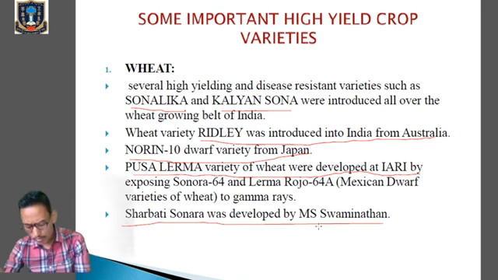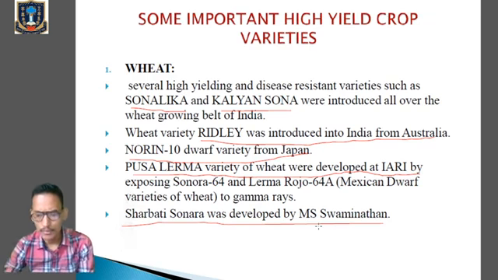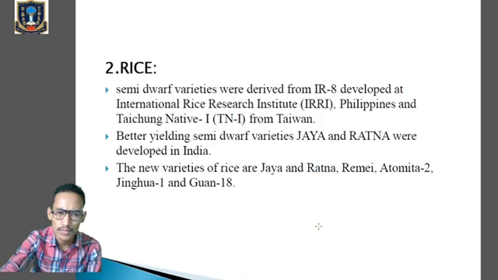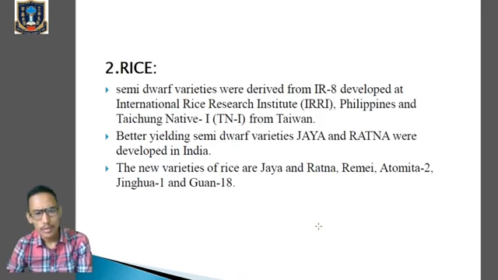So among the wheat, you have to remember the names Kalyan Sona, Sonalika, Lerma Rojo 64A, Sonara 64, then Sarbati Sonara. These are the names of the wheat which you have to remember. These are the high yielding varieties of wheat. Okay. Then number 2, we have got the rice.